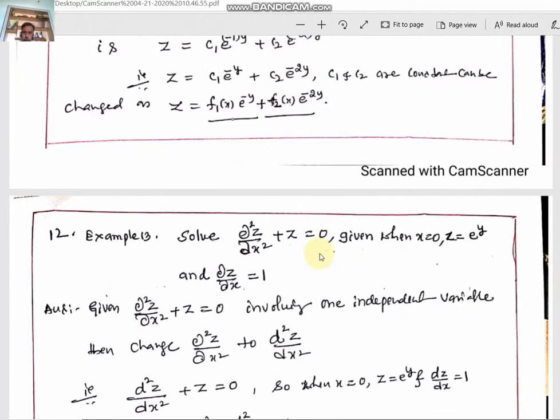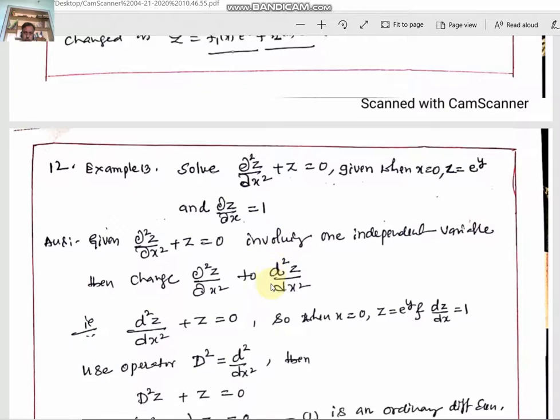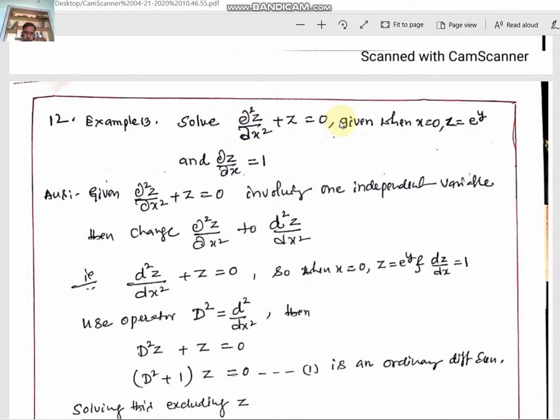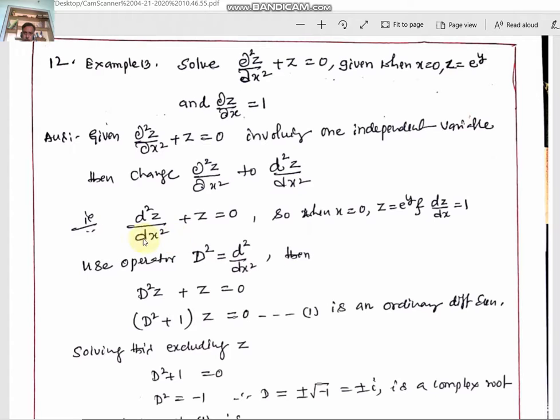So another example: solve ∂²z/∂x² + z = 0, with the given conditions that when x = 0, z = e^y, and ∂z/∂x = 1. First let us change this PDE of homogeneous type to an ordinary differential equation by writing ∂²z/∂x² as d²z/dx². So it is written here as d²z/dx² + z = 0. This is the conversion of the PDE into an ODE, and then we will solve this.